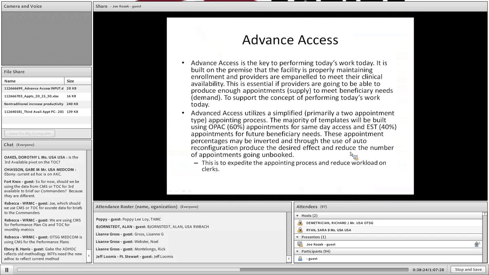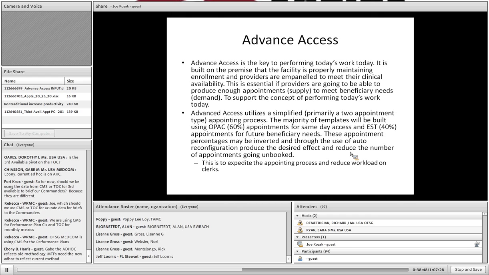Advanced access is the key to performing today's work. It's based on the premise that providers will have enough appointments out there to meet the enrolled population's needs. It's essential for providers to have enough appointment supply to meet demand, and advanced access utilizes a simplified appointing system. It uses the OPAC and established appointments. You start with about a 60-40 split. This can be adjusted several ways.